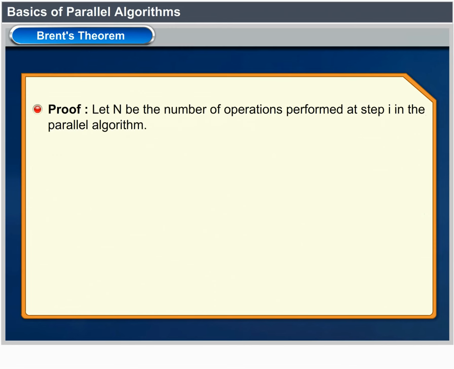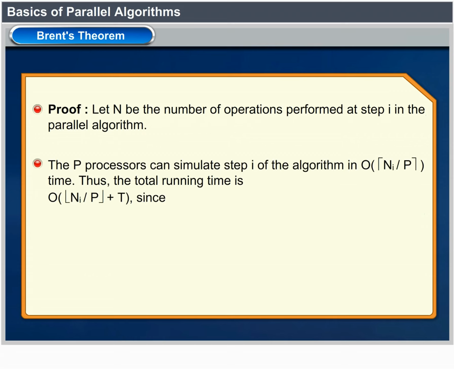Proof. Let n_i be the number of operations performed at step i in the parallel algorithm. The p processes can simulate step i of the algorithm in O(ceiling(n_i/p)) time. Thus, the total running time is O(floor(n/p) + t), as follows.